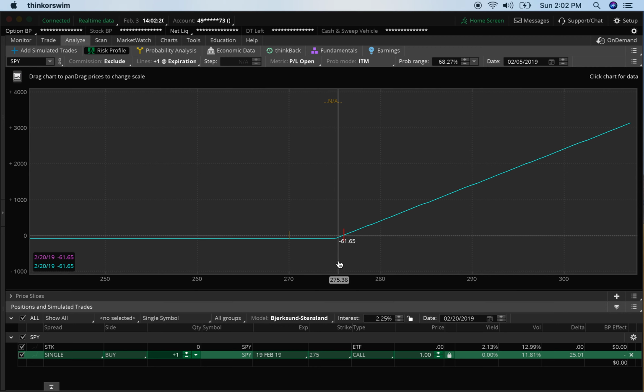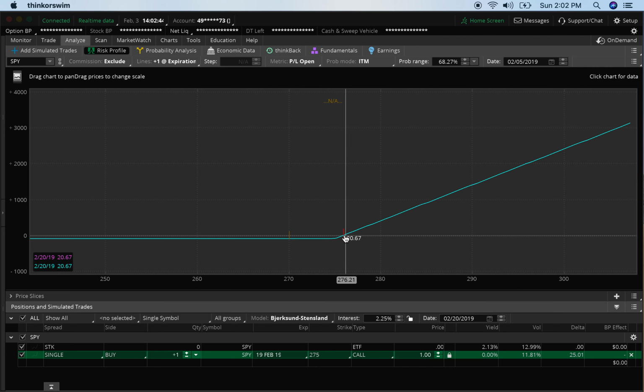As it starts to go above 275, it has a value equal to its intrinsic value, right? If the stock's at 276 and your strike's at 275, it's worth $1, right? It gives you the right to buy the stock at 275 and it's at 276, so it's worth $1. That's why your break even, this red line, is going to be 276, right? Because you paid $1, your break even is represented by the red line.